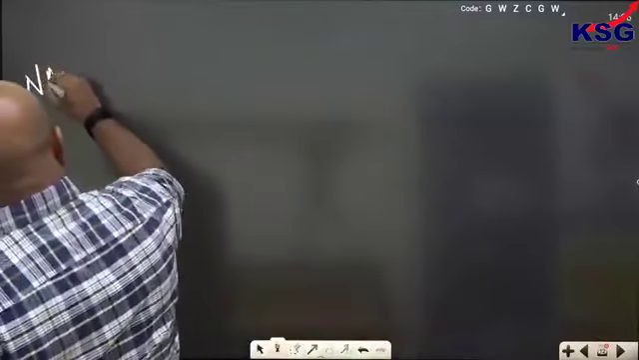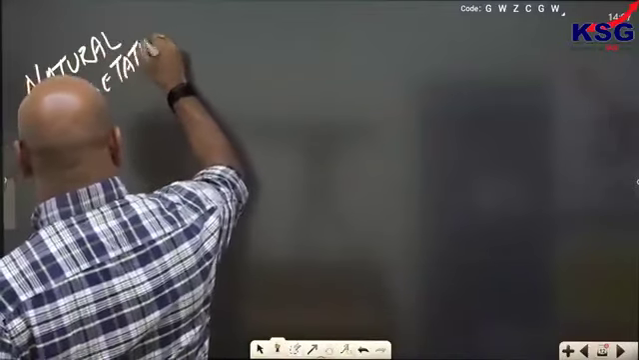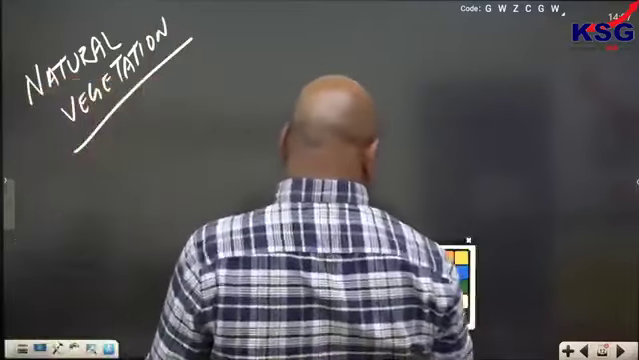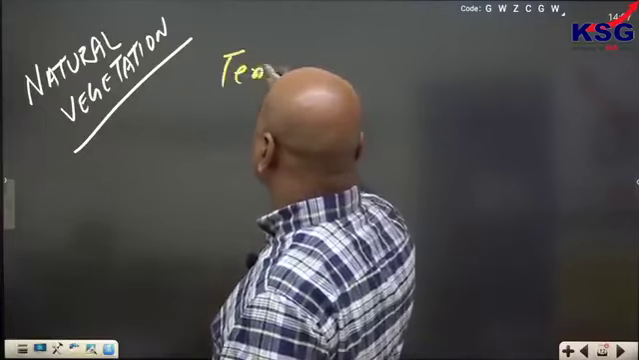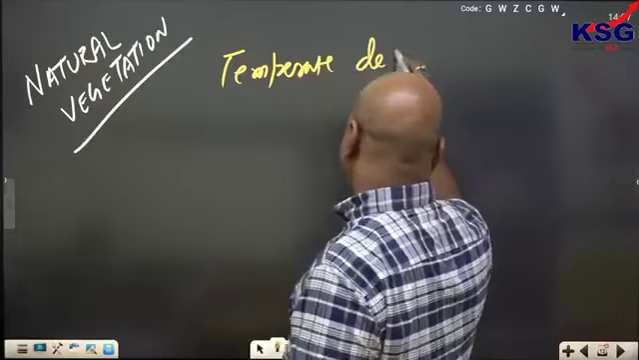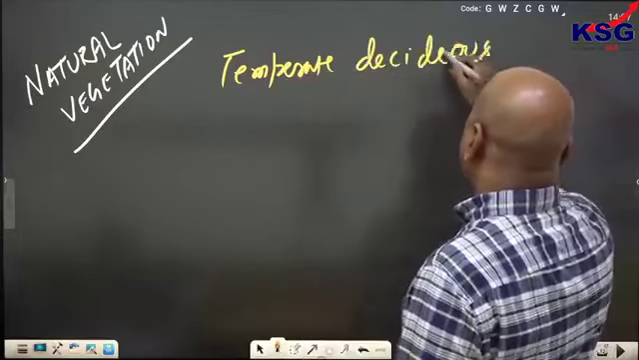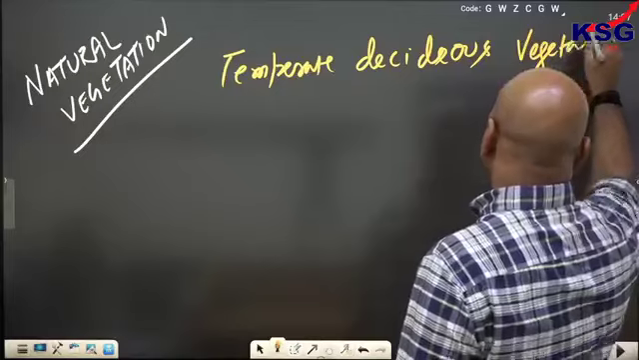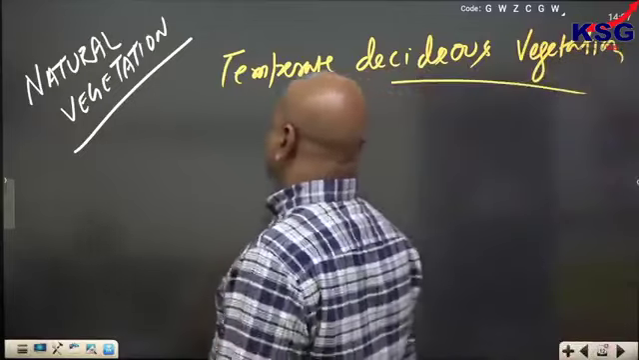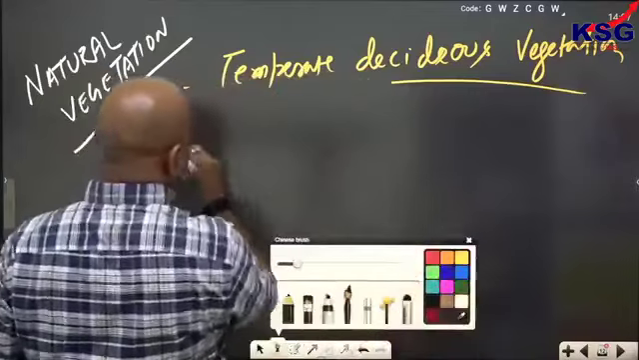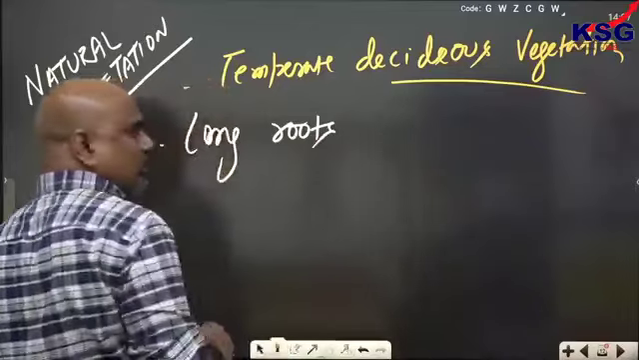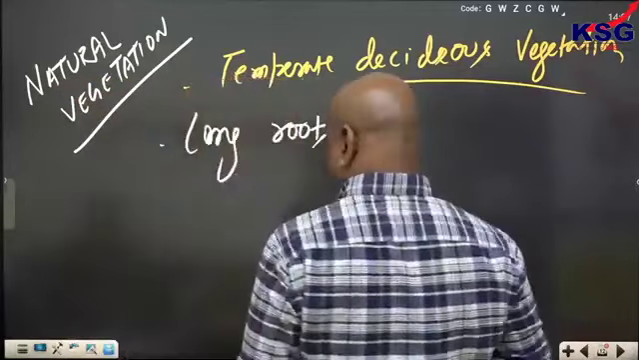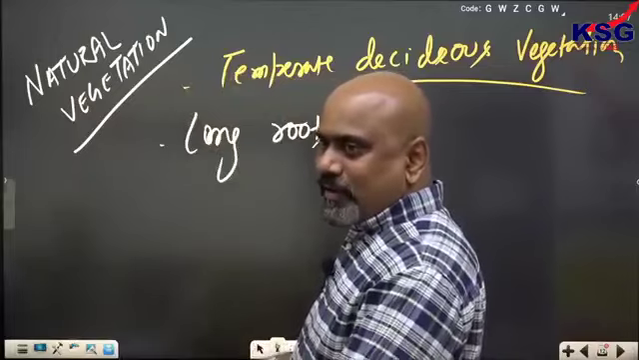What is the natural vegetation? In these regions we have temperate deciduous vegetation, and specifically these trees have long roots and thick bark.